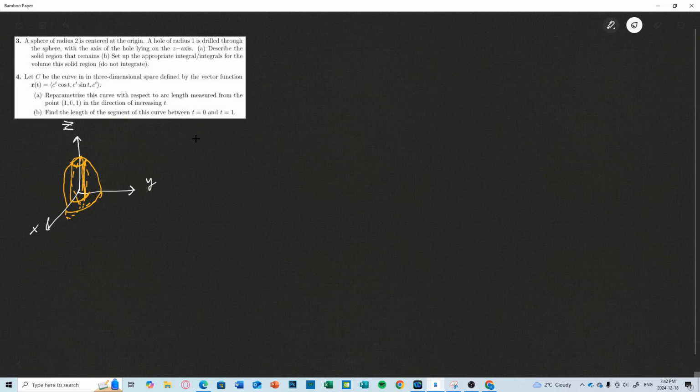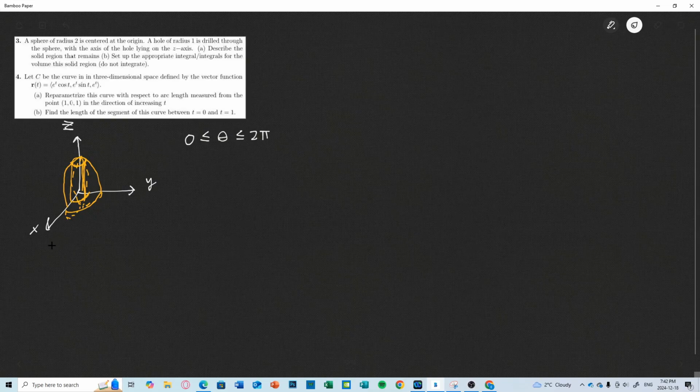So setting up our bounds of integration, the easiest one to do is our theta, because we're going to use cylindrical coordinates here. So we know off the bat that because it goes all the way around, our theta goes from 0 to 2 pi. The harder ones now are our z and our r.